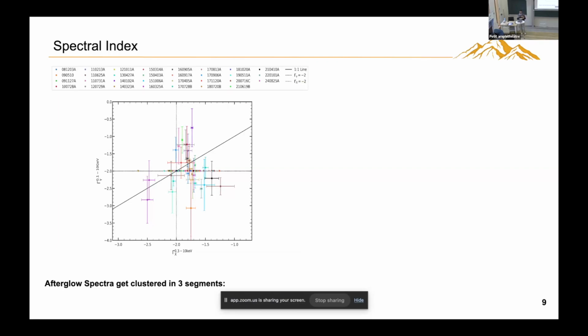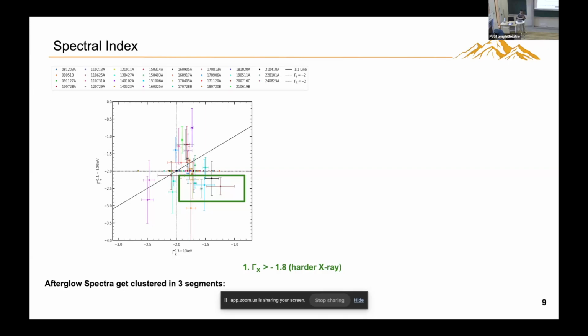The next observable we would like to compare was the spectral indices, meaning that I would like to compare the hardness, the nature of the hardness in a given energy range. So again, here on the y-axis, we have the spectral indices computed in the high energy gamma rays from 0.1 to 10 GeV, and on the x-axis, we have 0.3 to 10 keV, the X-ray one. What we observe is a clustering of these photon indices. So the first one corresponds to the harder X-ray, shown in green color.